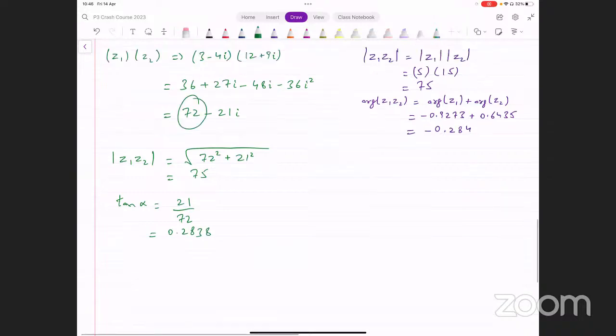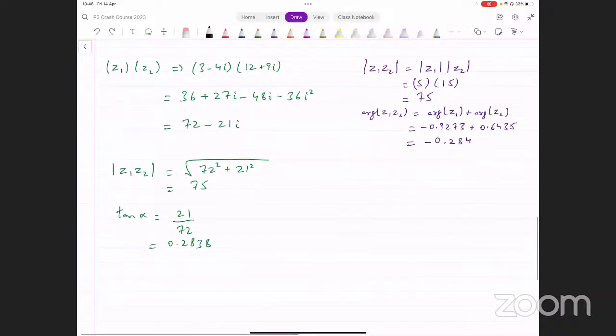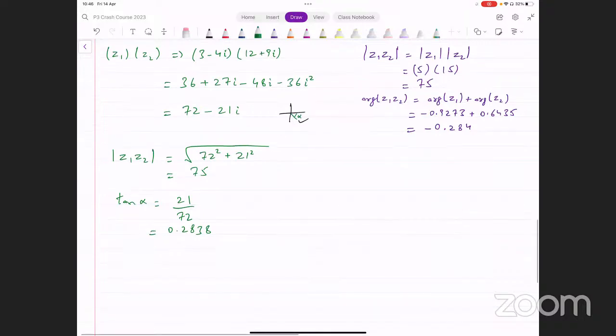You can see the real part is positive, the imaginary part is negative. So this is going to be in the fourth quadrant as well. It's going to be right here. So how do you write the argument in this quadrant? It's going to be a negative number. So the argument of Z1 into Z2 is therefore equal to 0.2838, which is going to be negative, in fact, because it's the fourth quadrant. It's below the x-axis, so minus 0.284, and that's exactly what we got here as well.